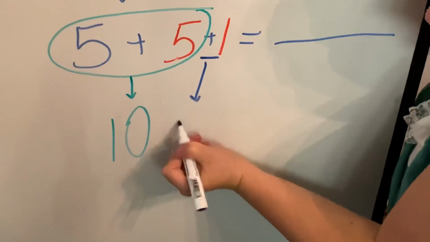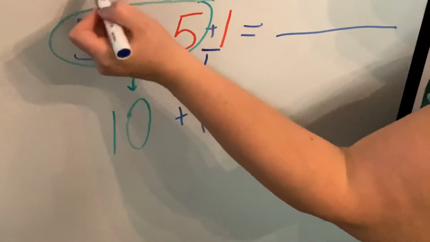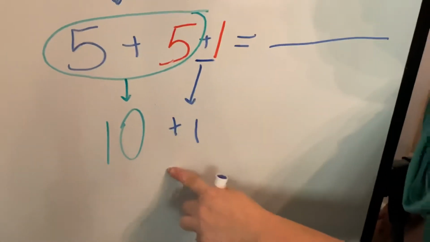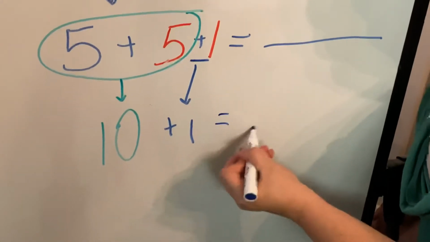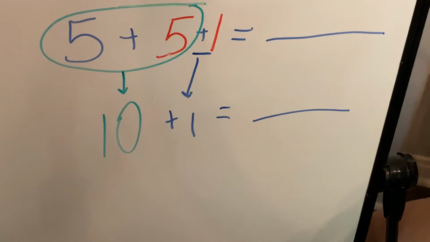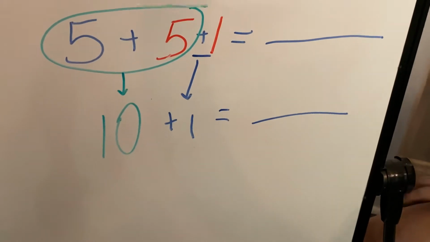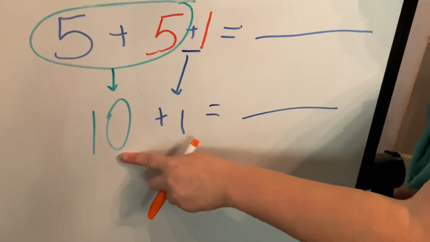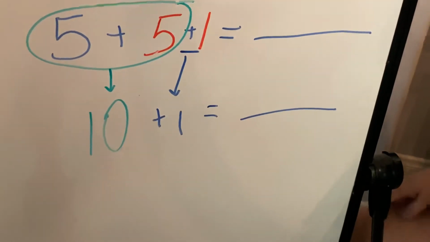Bringing down my plus 1. I gotta bring the whole thing down, plus and the 1, equals blank. Starting at my biggest number, which is 10, plus 1 is 11.